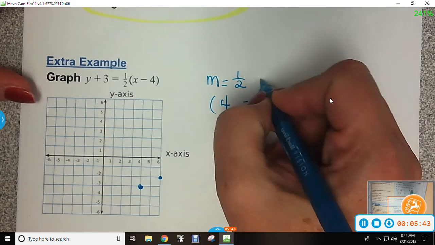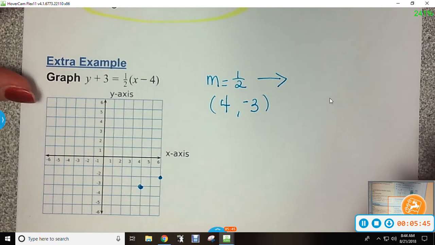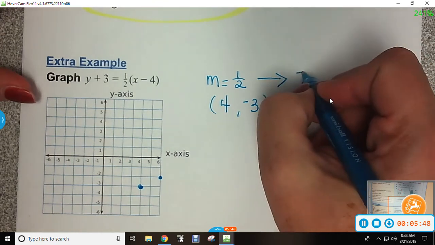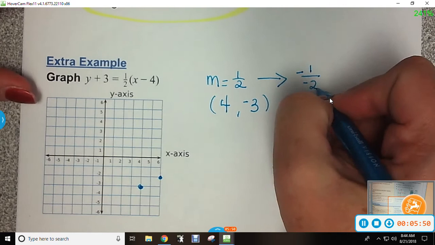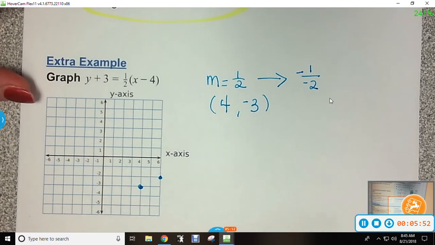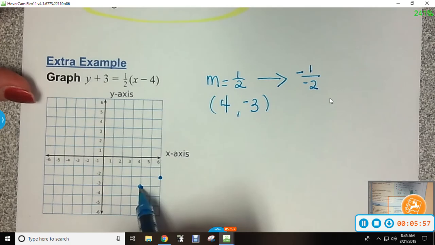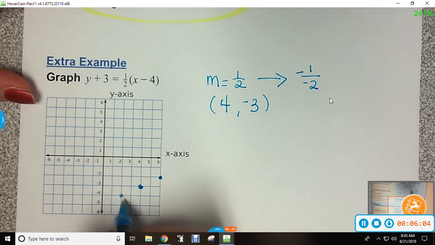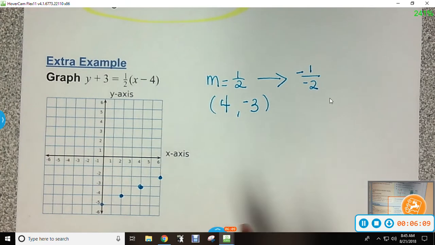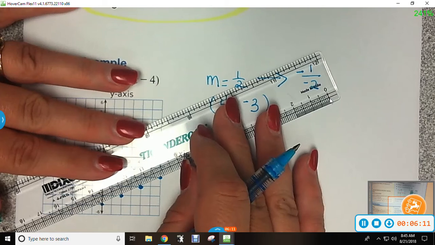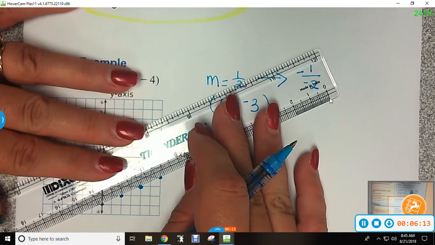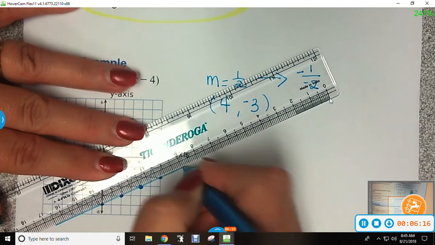So what I want you to remember is that positive 1 over positive 2 is the same as negative 1 over negative 2. And I'm only going to use that for the purpose of plotting more points. So go back to the point that's on the line, and now I'm going to go down 1 and left 2, down 1 and left 2 again. That gives me 4 points. Like I said, the more points you have, the more accurate it's going to be. And then draw in that line.